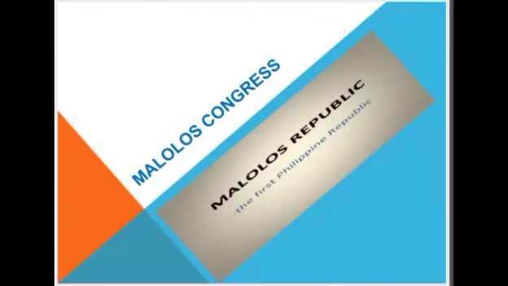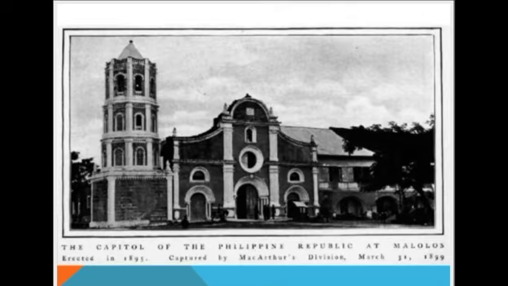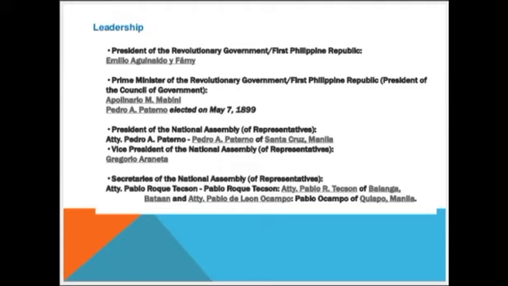So first, let's talk about the Malolos Congress. Malolos Congress, also known as the National Assembly of Representatives, was the constituent assembly of the First Philippine Republic. It was held between June 23 and September 10. On September 5, 1898, the Revolutionary Congress convened in Barasoain Church in Malolos City, with Pedro Paterno as president and Gregorio S. Araneta as vice president, with Philippine President Emilio Aguinaldo.